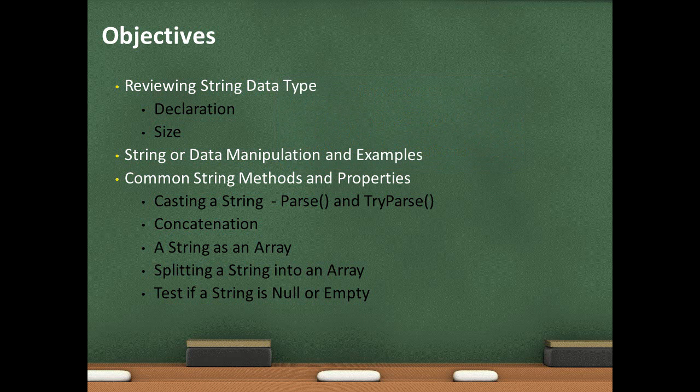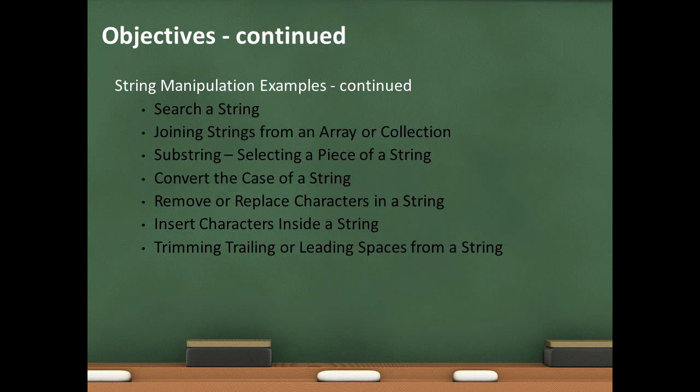We're going to continue on talking about how we search a string for specific information. Maybe a string has a word in it that we want to find. Then we'll look at joining strings from an array or a collection, kind of like concatenation, but not the same thing. It allows us to take different strings and plug them in together using a different method.